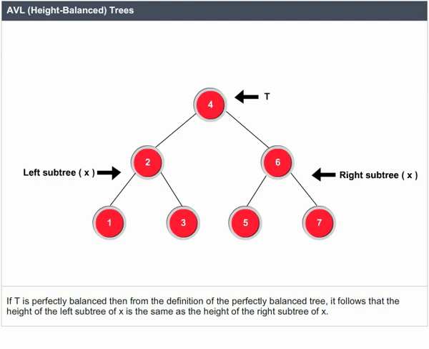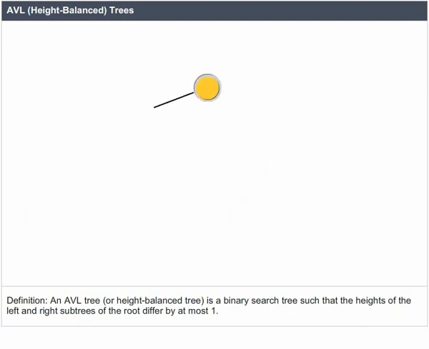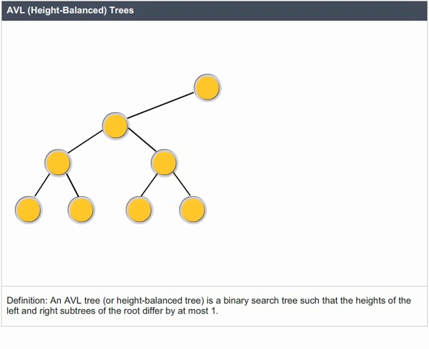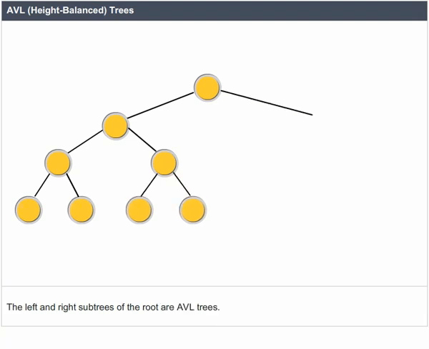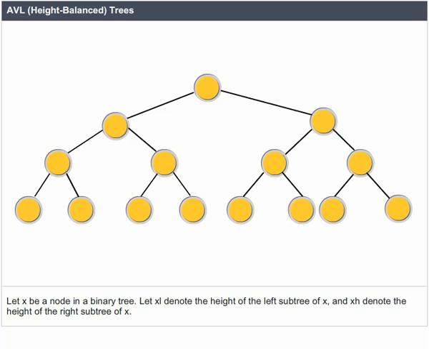AVL height balanced trees. Definition. An AVL tree or height balanced tree is a binary search tree such that the heights of the left and right subtrees of the root differ by at most 1. The left and right subtrees of the root are AVL trees. Let X be a node in a binary tree. Let XL denote the height of the left subtree of X and XH denote the height of the right subtree of X.